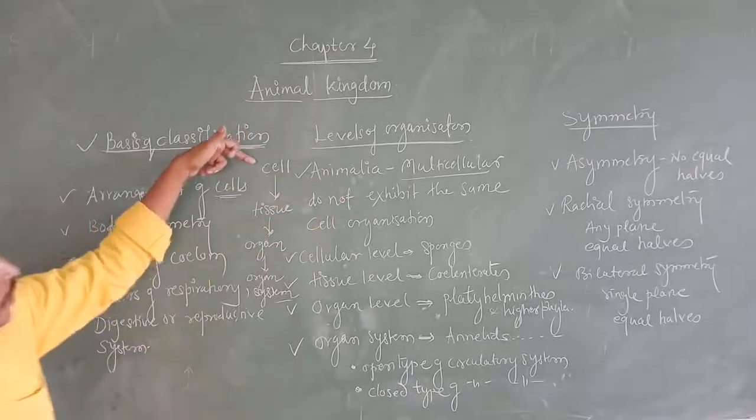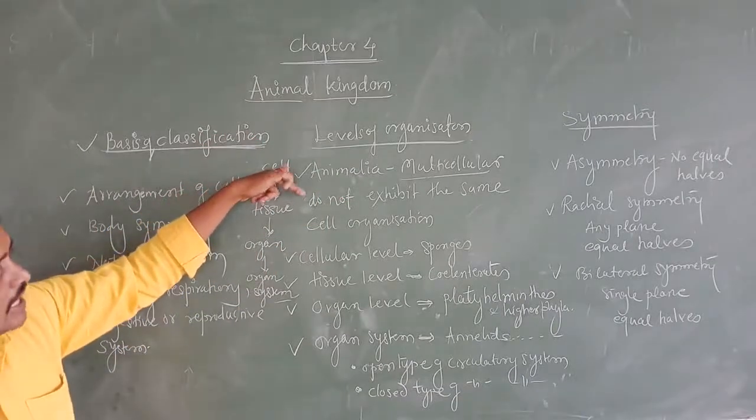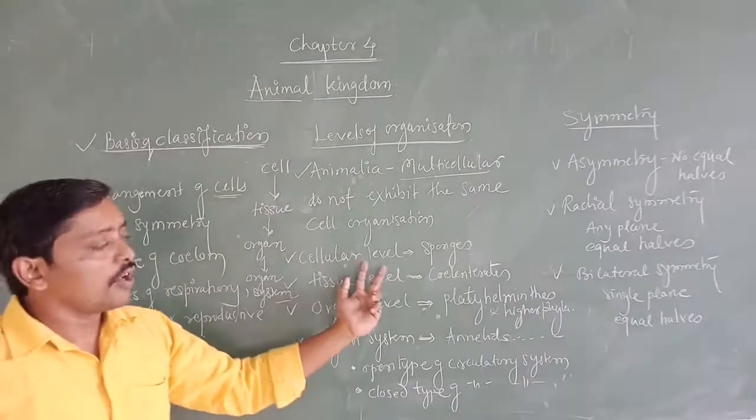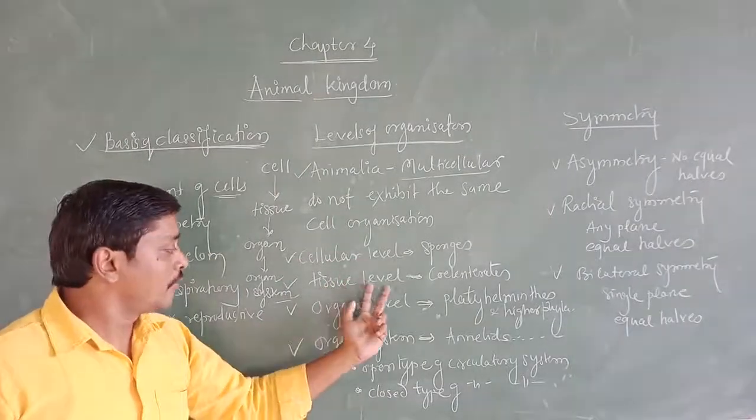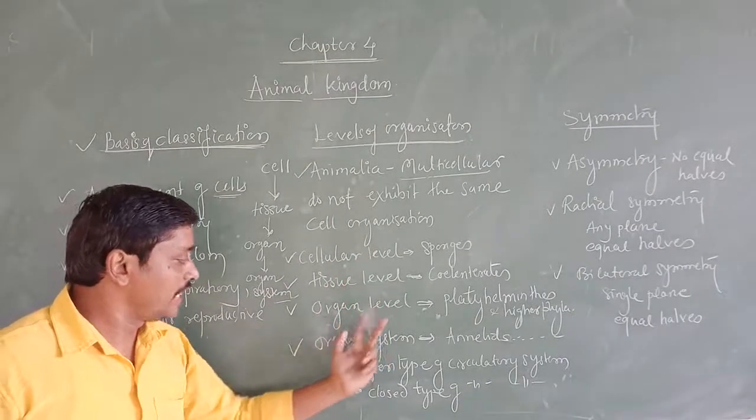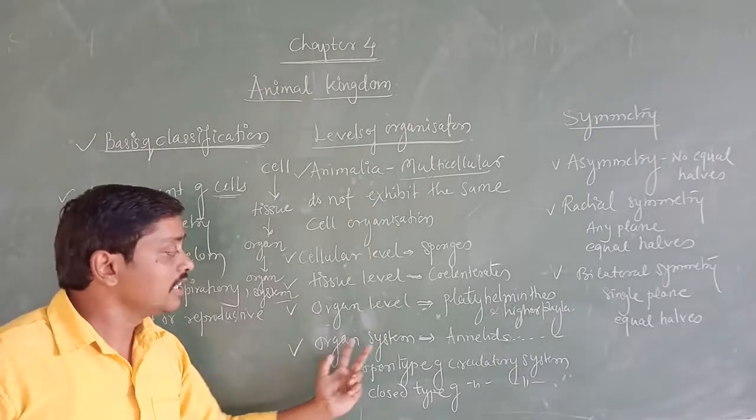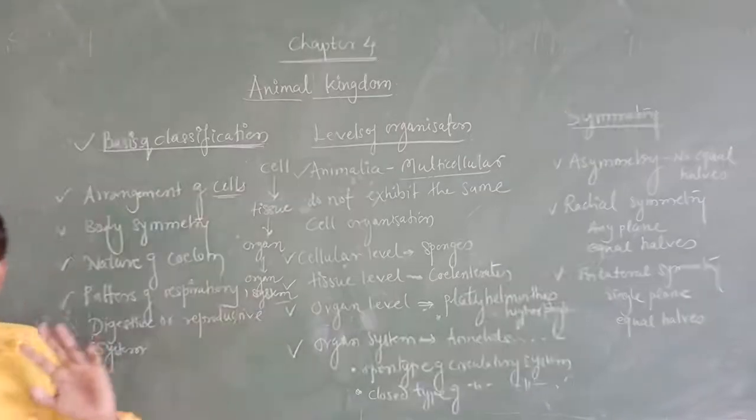In the sense, how are they going to organize? Cellular level of organization, tissue level of organization, organ level of organization, and the last one is organ system level of organization.